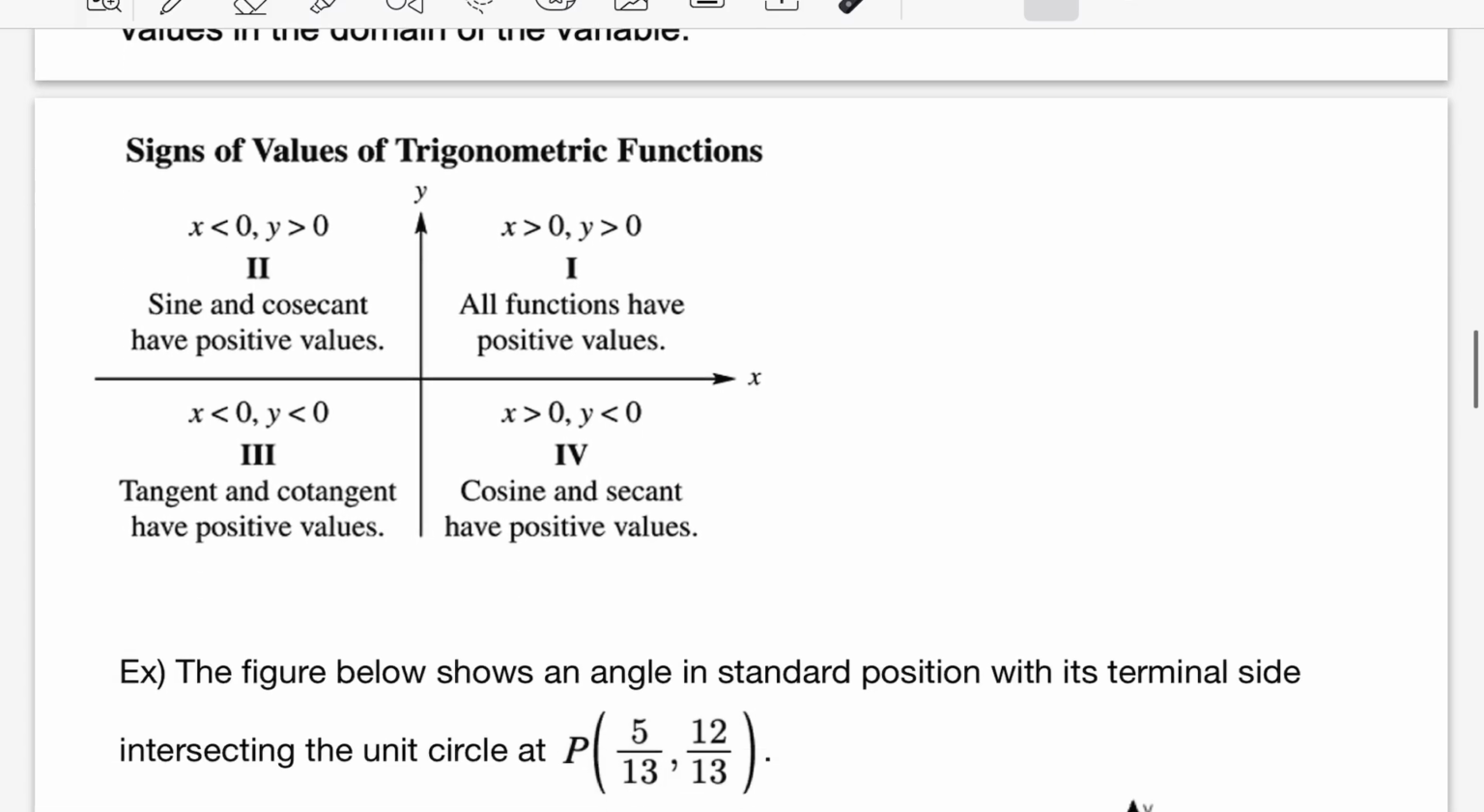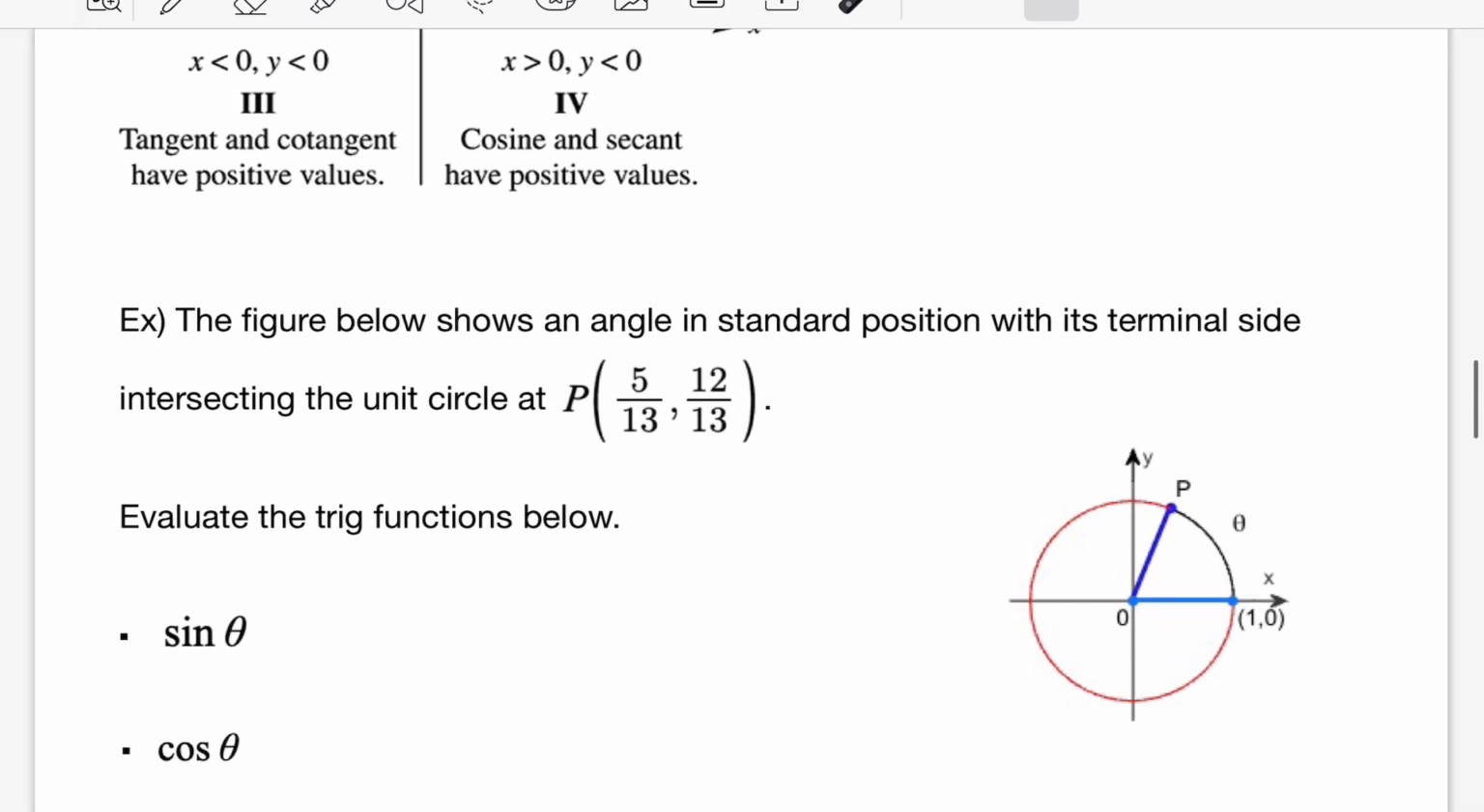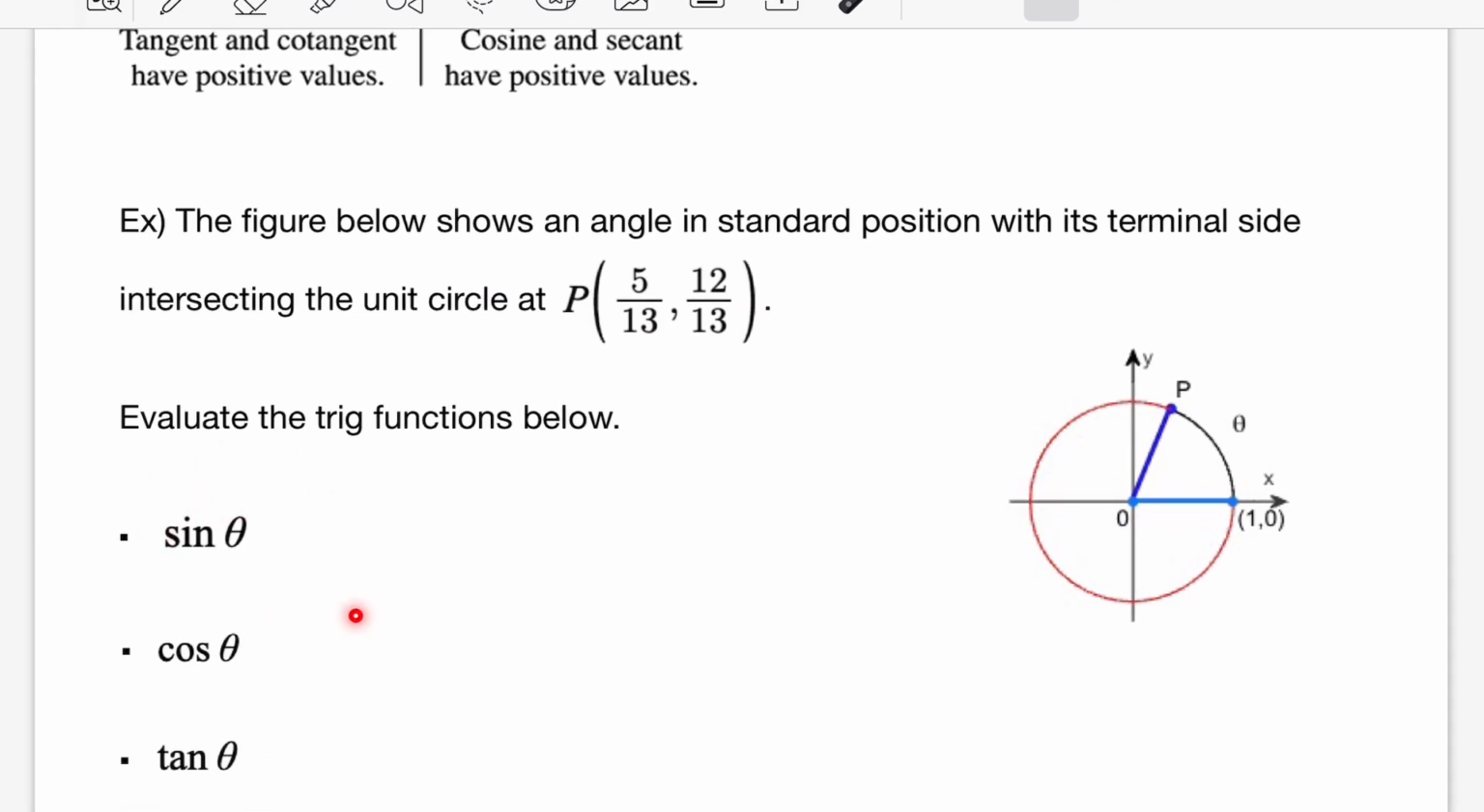Alright, so let's look at this example here. This figure shows an angle theta in standard position with its terminal side intersecting our circle at this point P, where P is equal to this here. So we want to find the trig functions here. Well, we know that sine of our angle theta is just going to be our y-coordinate, so this will be 12 over 13. Cosine theta is going to be our x-coordinate, so this will just be 5 over 13.